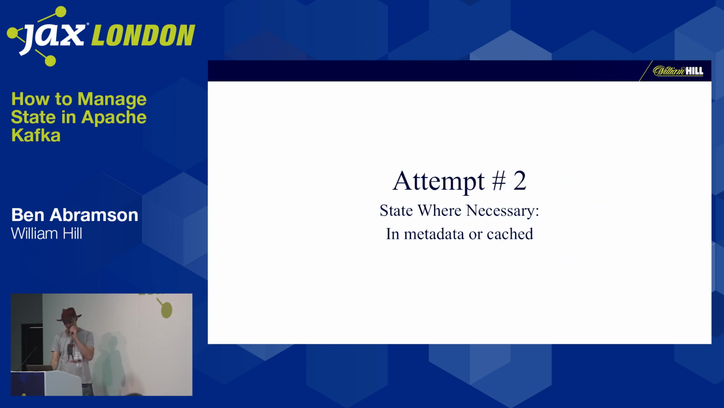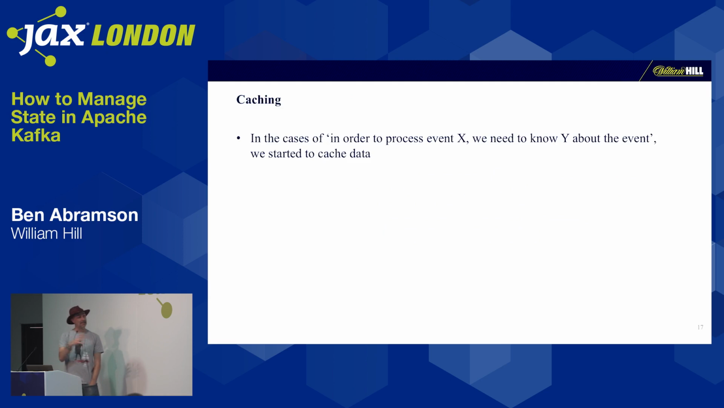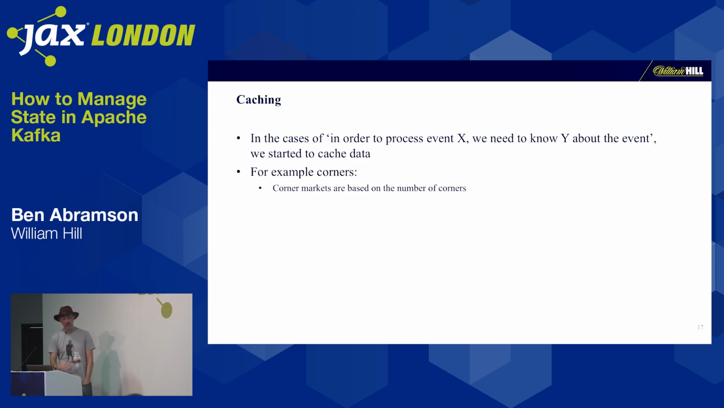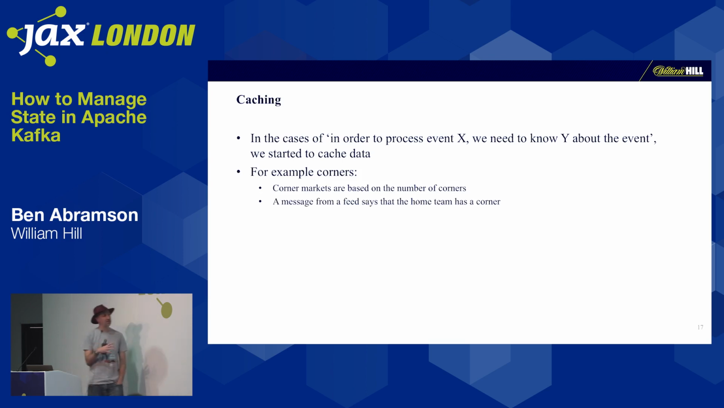So, attempt 2: we had state where necessary, either in metadata or cached. Again, in those cases where, in order to process event X, we need to know Y about the event, we started to cache data for that. For example, corners. Corner markets are generally based on the number of corners, so you can bet on the home team having at least 3 corners in the first half. If a message comes through from a feed saying the home team's got a corner, you need to know how many corners they've had, because you need to result that market.